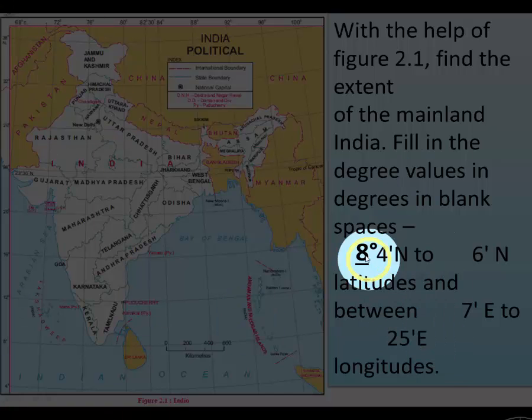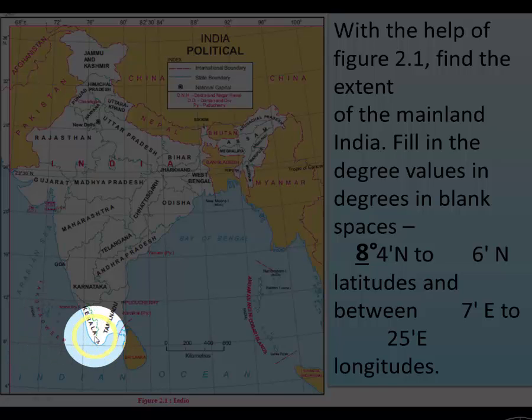Okay, the first blank is 8. How is it 8? Let's see here. The maximum extent of India is on 8 degree. See, this is a latitude. Remember, the horizontal line on the globe is called a latitude. And the maximum extent of India is 8 degree and 4 minute.